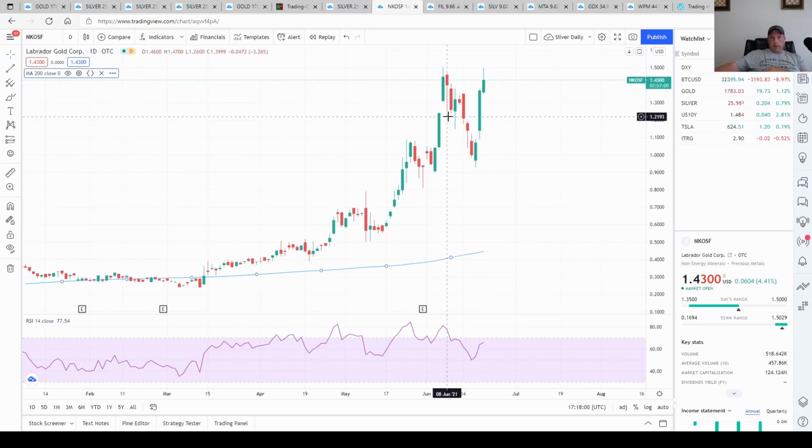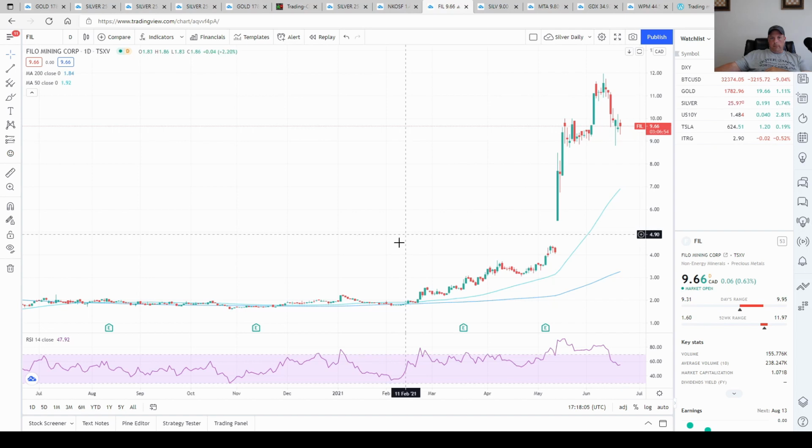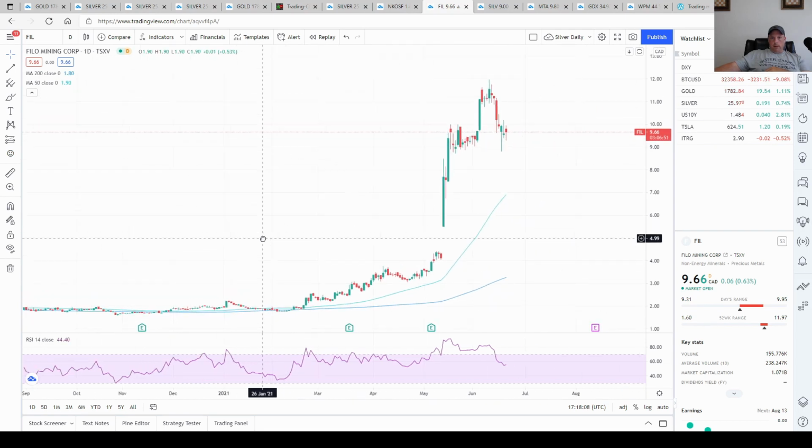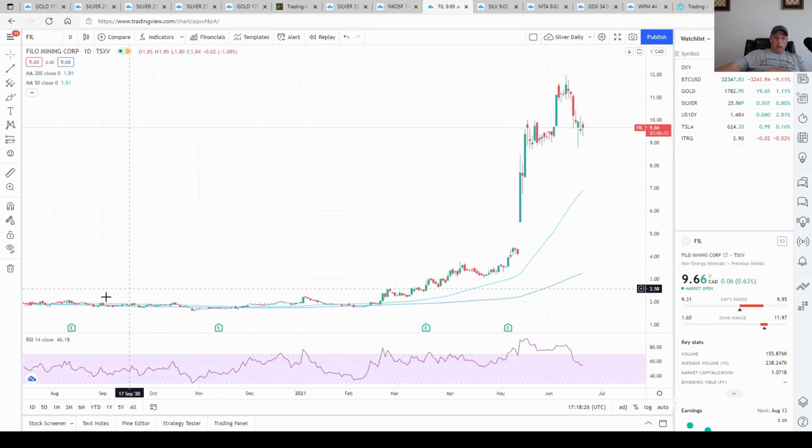So I personally would not be chasing Labrador Gold here, but I'm going to give you another example: Philo Mining. This is in Canadian dollars, by the way. I couldn't find the US dollars. I actually had it last year when it was probably about $1.75 Canadian. I held it for 6 months and it didn't move. You can see this whole not moving thing, right?